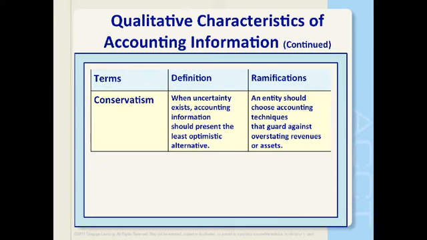The last of the qualitative characteristics is conservatism. This guides accountants toward the presentation of the least optimistic alternatives when uncertainty exists. What that means is we'd rather state it low and come in high than state it high and come in low. So when we use conservatism, we're always going to go for underreporting as opposed to overreporting. And that's what it means. So you want the least optimistic alternative if uncertainty exists.